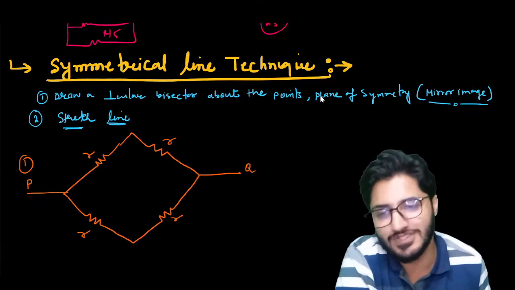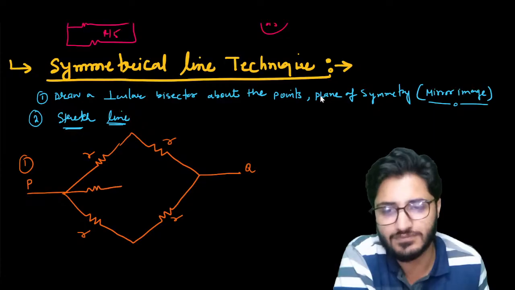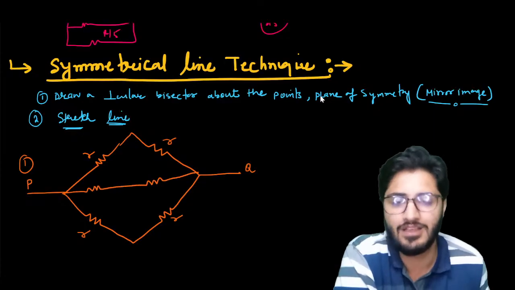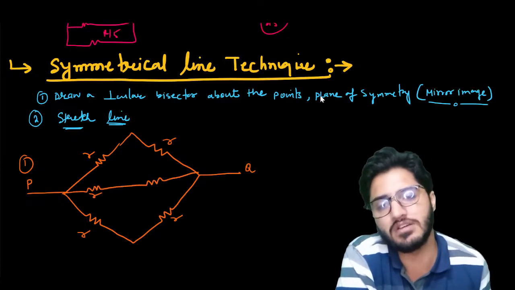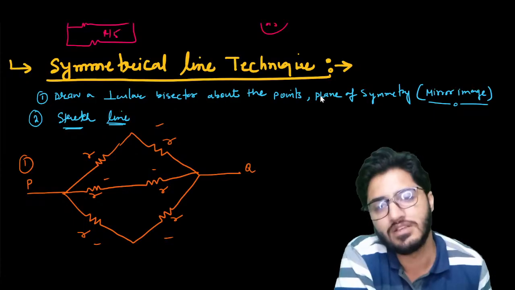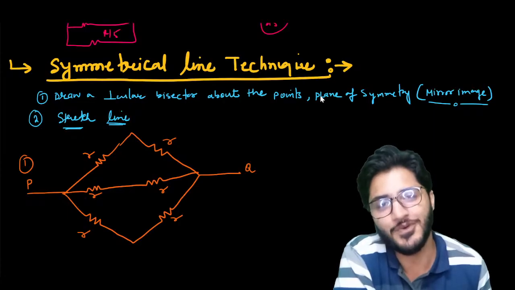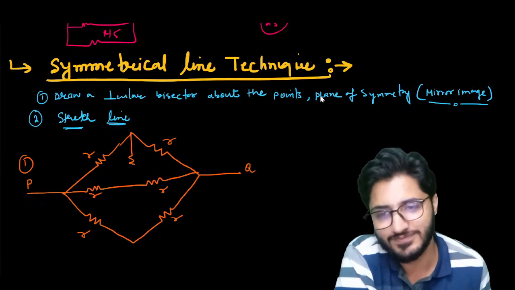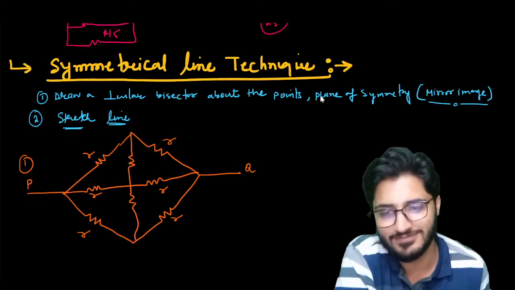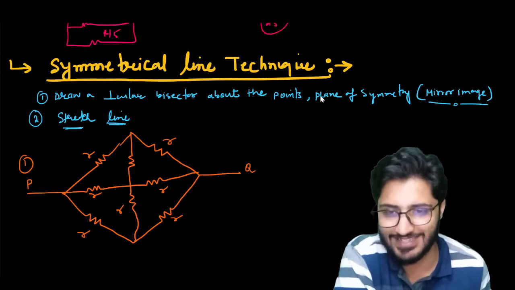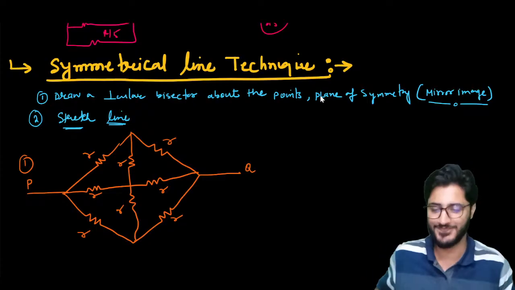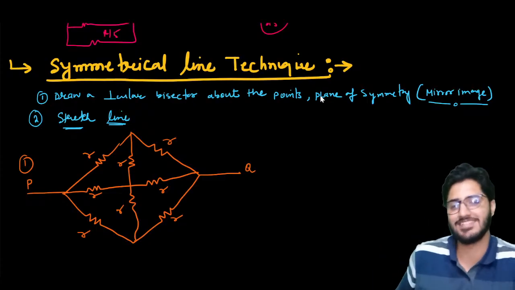Now suppose one more line. Solve it. Still you can solve it. Look, these two are in series, these two are in series, these two are in series. Without applying any special method, you can do it. Now suppose we have a line like this. Now solve it.